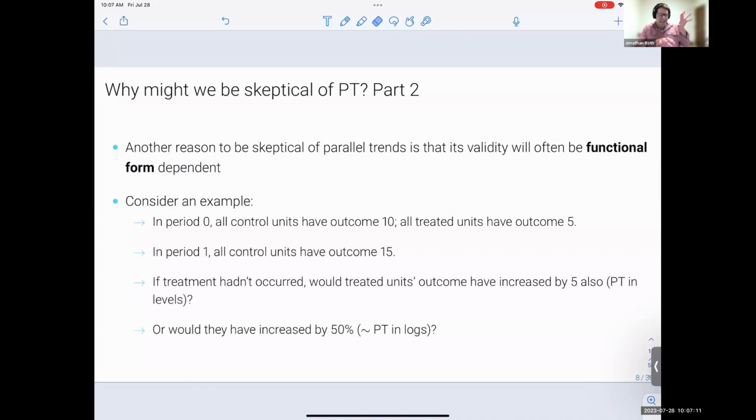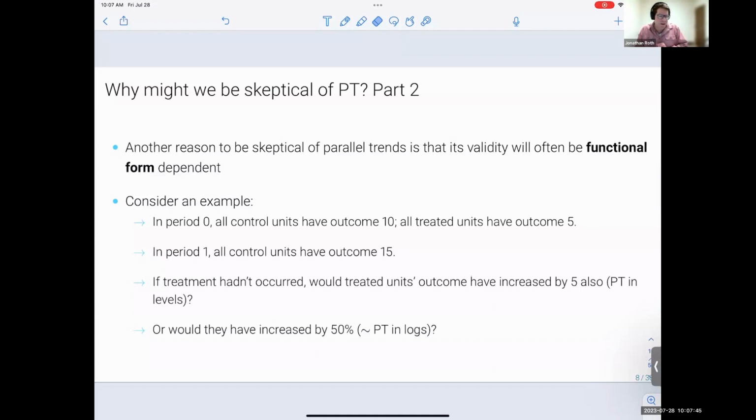Sorry about that. So beforehand, the control group is at 10, the treated group is at 5. In period 1, after the treatment occurs for the treated group, we see that the control units go up to 15. If we did parallel trends in levels the usual way, we would say the control group increased from 10 to 15, an increase of 5. If we assume parallel trends, that means the treated group would have gone from 5 to 10, right? So that's parallel trends in levels.